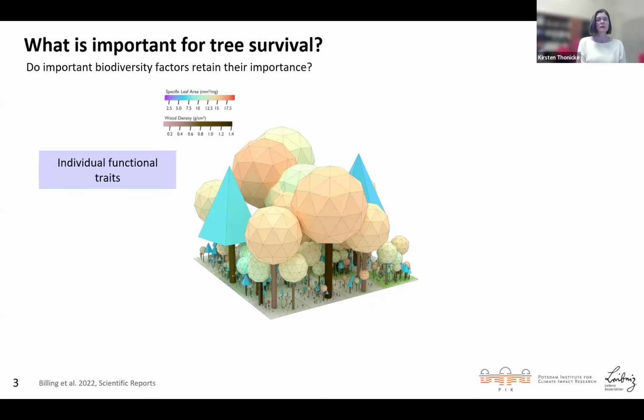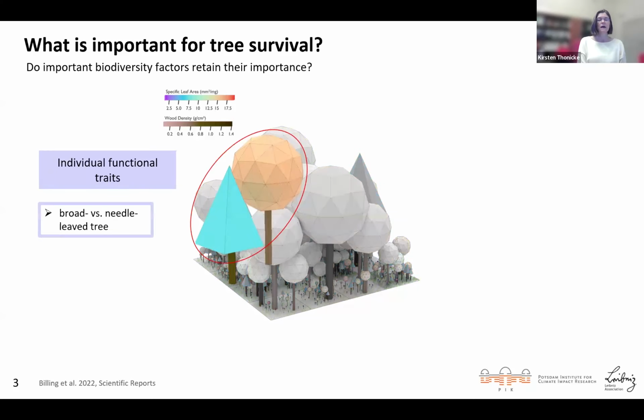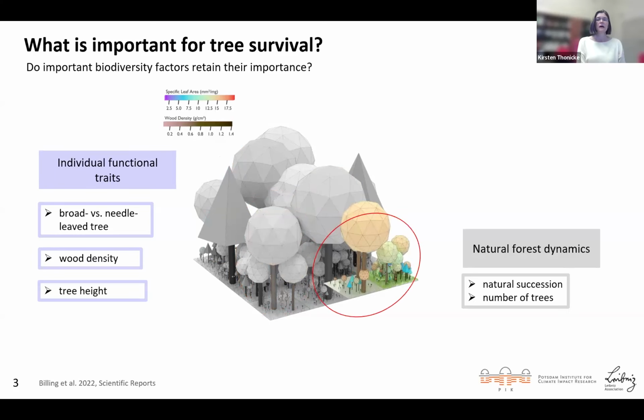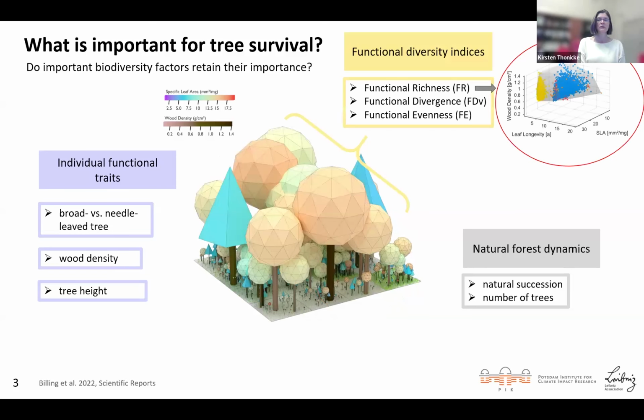In doing so, Mike Billing in my group took an approach where he looked at individual functional traits. So needle-leaf trees versus broadleaf trees differ in their SLA value and wood density. There might also be trees that differ in tree height, which would be an example of structural diversity, but also the whole natural forest dynamics, which can be tracked by the number of trees that the model simulates.